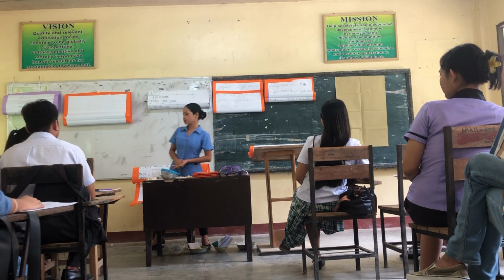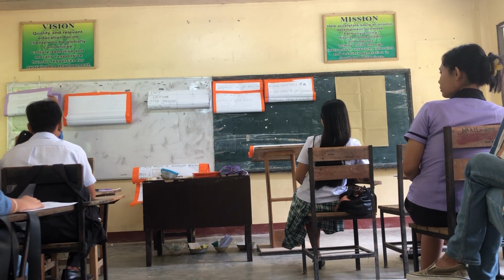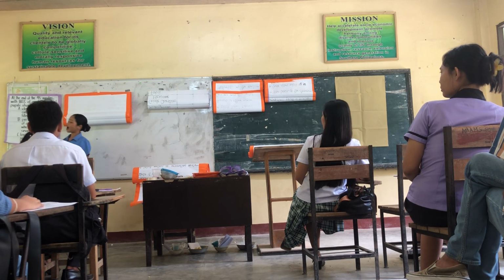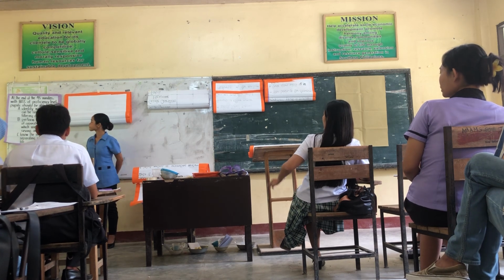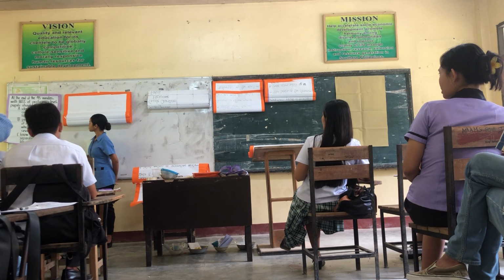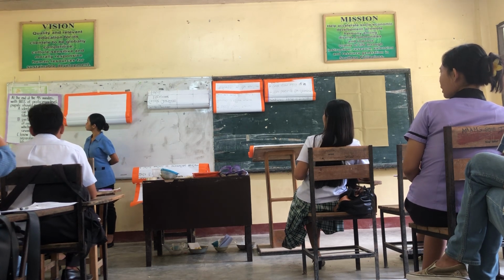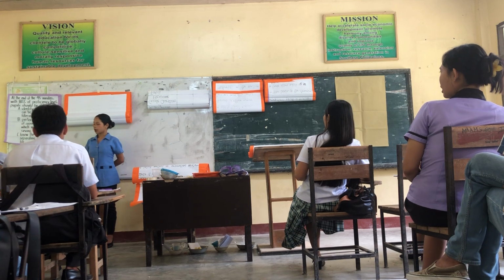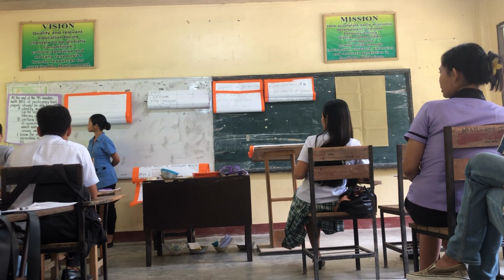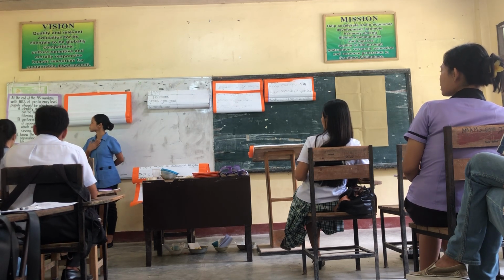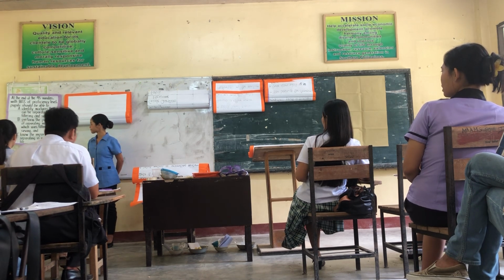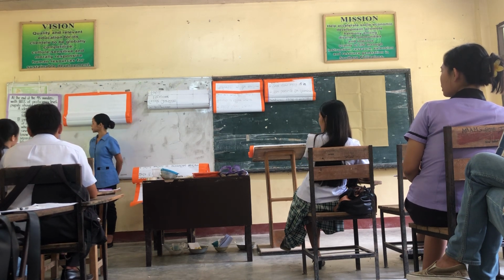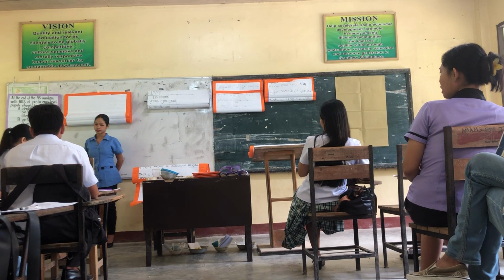Now, I want you to read our objectives. At the end of 45 minutes, with 80% proficiency level, pupils should be able to identify mixtures that can be separated through filtering and sieving, perform the process of separating mixtures using filtering and sieving, and know the importance of separating in everyday life.